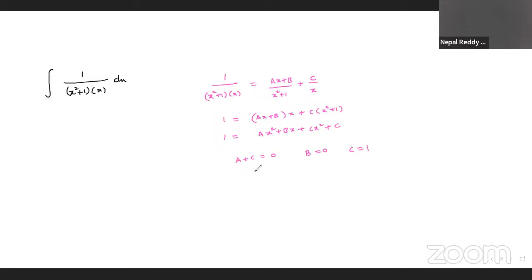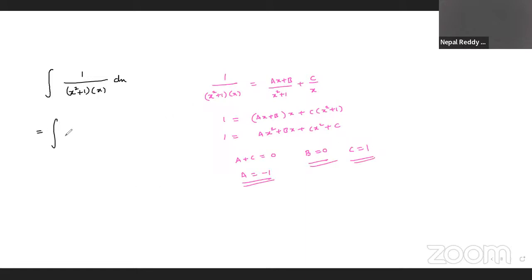When you write c value, this is c into x square plus 1. This is ax plus b into x. Yes. Coefficient of x square, a plus c is 0. When you write c value 1, you will get a value minus 1, b value 0, c value 1.